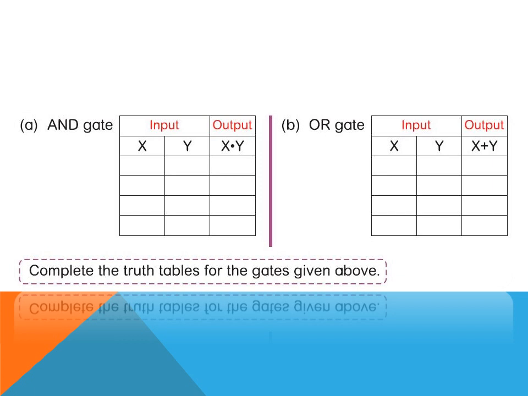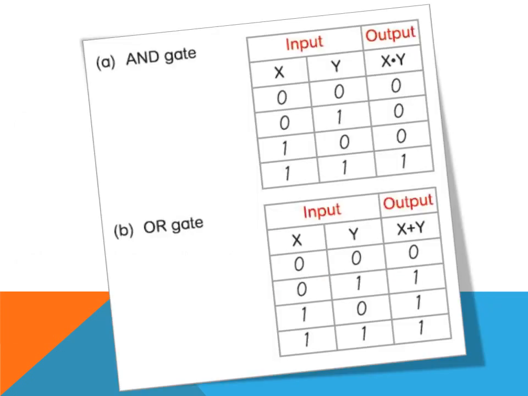Now I am showing you the answers. So these are the answers. Pause the video and note down if you have not noted down the truth tables for AND gate and OR gate earlier.